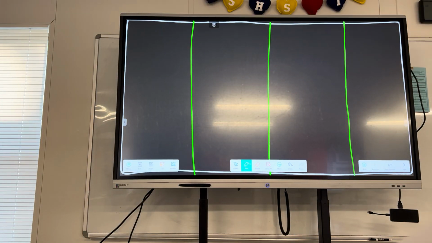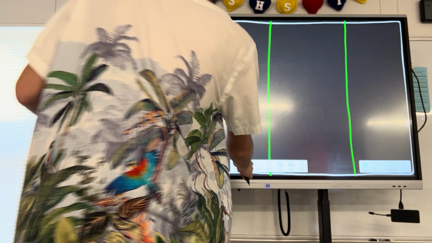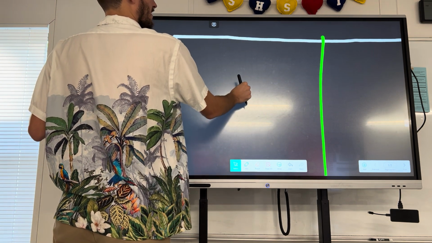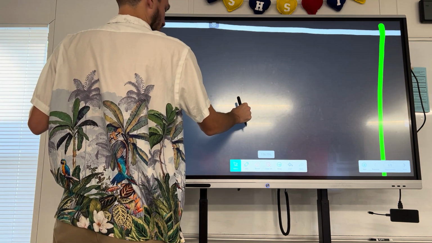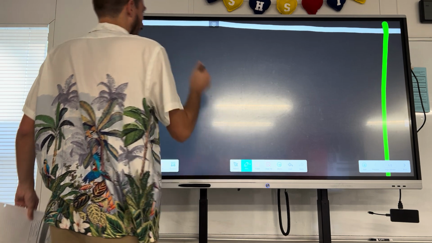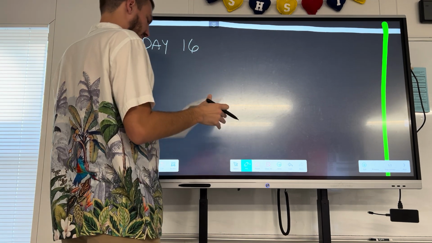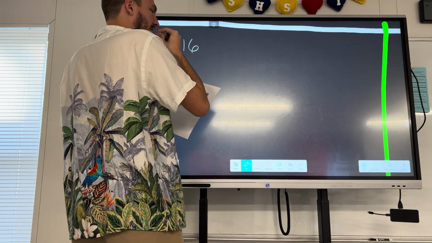We'll start here. Okay, related rates. Now, I keep saying that. Actually, we're doing implicit differentiation today. All right, today is day 16, I'm pretty sure, in class. We're over that 1/6 mark.